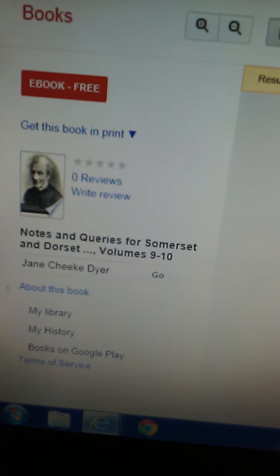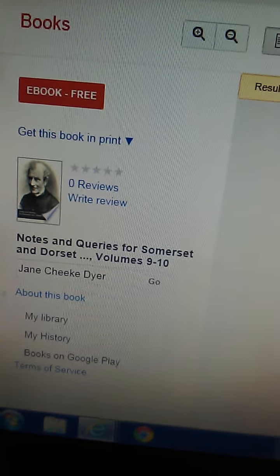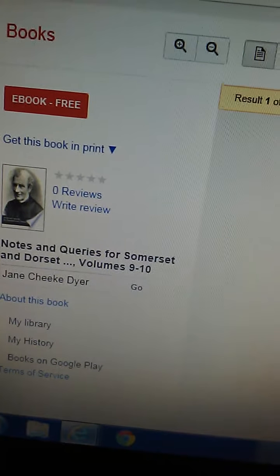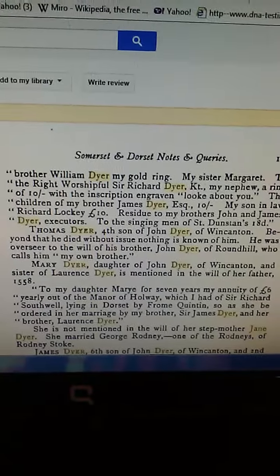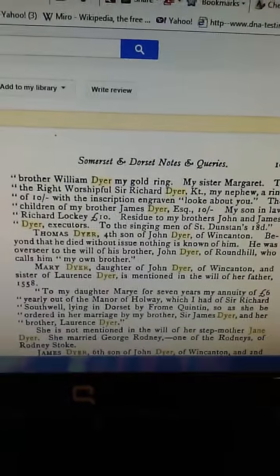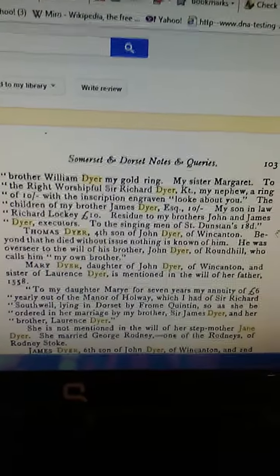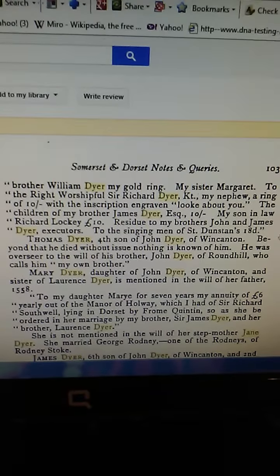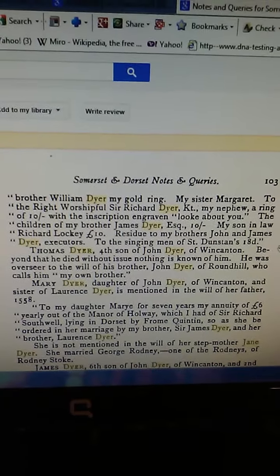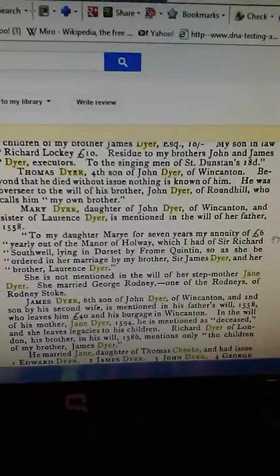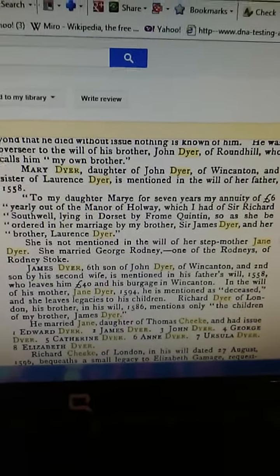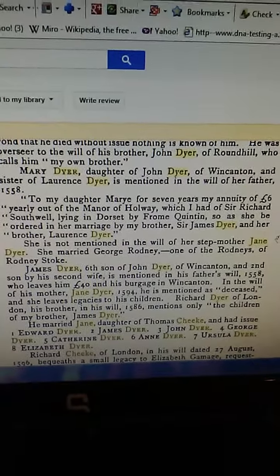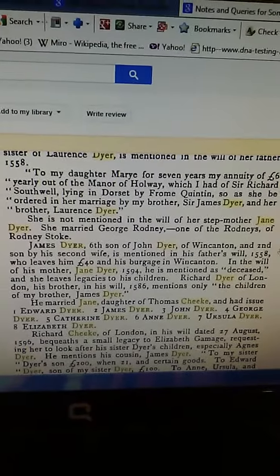This is the other book mentioning Jane Cheeke Dyer. And this is the will, I think, of the Dyer family. I'm just briefly looking over it. I'm pretty sure it was. And it tells how she was provided for. And you can Google this and actually read this document. You might help me be able to sort out who these people are. But you see that James Dyer, Jane Dyer, at the time period, her will, and I'm pretty sure Jane Dyer is most likely Jane Cheeke Dyer.